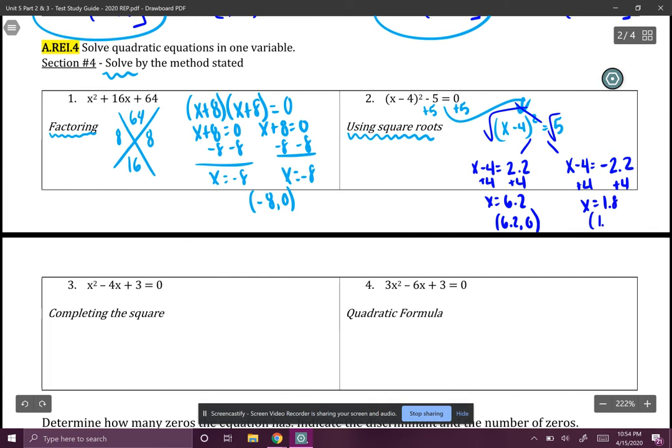So our other 0 is 1.8 comma 0. Don't ever be afraid to get fractions or decimals when you do solving for roots. Oftentimes you're probably doing it correctly. Always go back if you want to make sure. You could substitute this number into the equation and you should get an answer of 0. If you don't, you know you did something wrong.